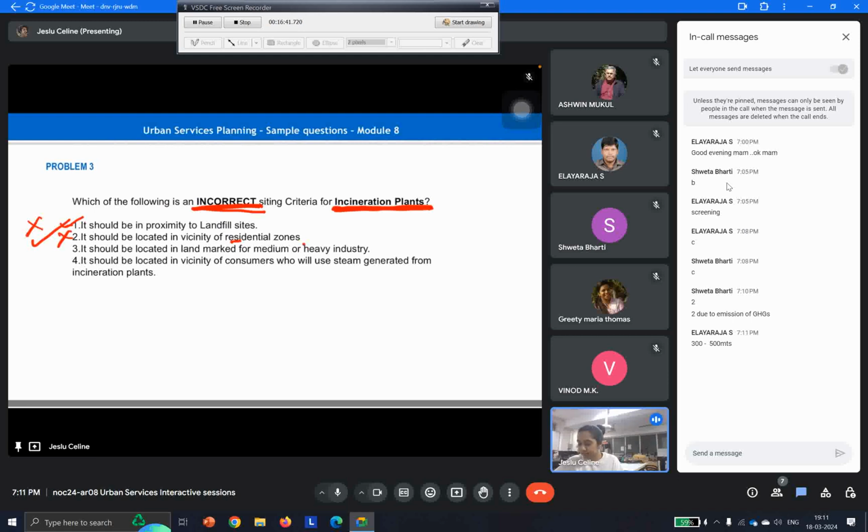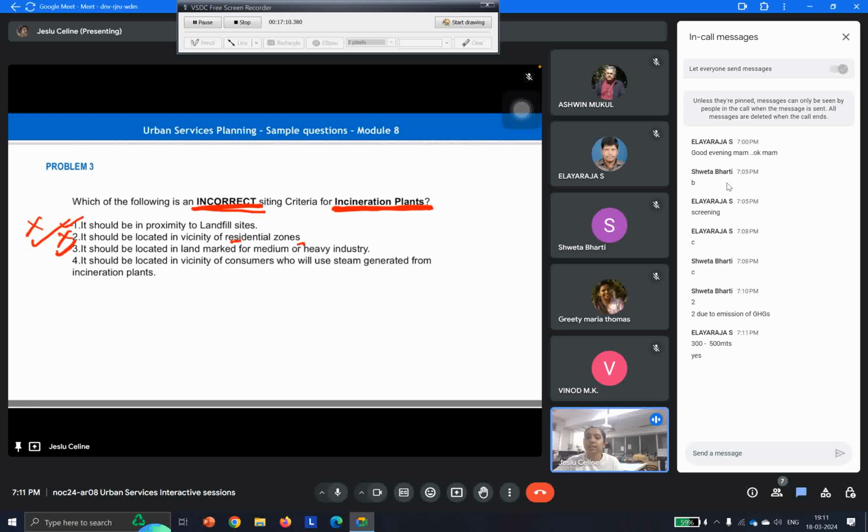Now, the third one, it should be located in land marked for medium or heavy industry. So that is a possible criteria, because if that's the case, then whatever is the waste from these medium or heavy industries can be taken into the incineration plant easily. So there can be an interlink between these industries and the incineration plant, so it can be located there.